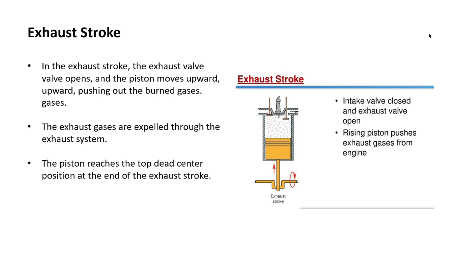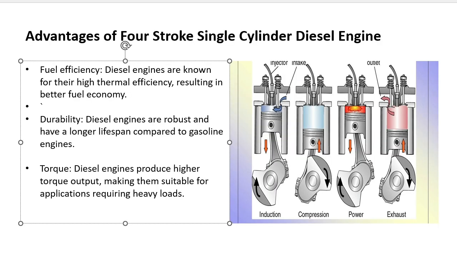We have completed now one combustion cycle: suction, compression, ignition, and exhaust. That is essentially how a four-stroke combustion engine works. Or if you wanna be really specific, then you can say that is how a four-stroke internal combustion engine works. Now we will see advantages of four-stroke single-cylinder diesel engine.